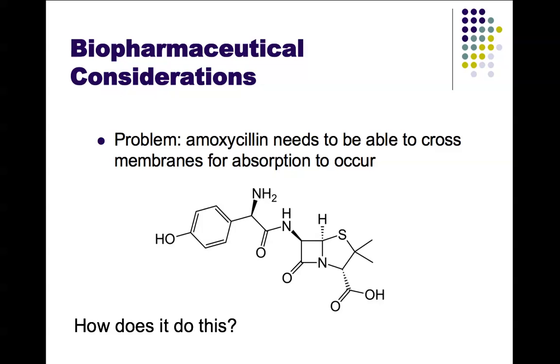So, for oral formulation of amoxicillin to be successful, it needs to be able to be absorbed from the gut, that is, it needs to be able to cross biological membranes and reach the site of infection. If we take a look at the structure of amoxicillin, it has two ionizable groups, and both of these will be charged at physiological pH, including in the gut.